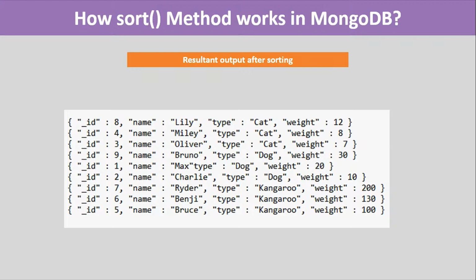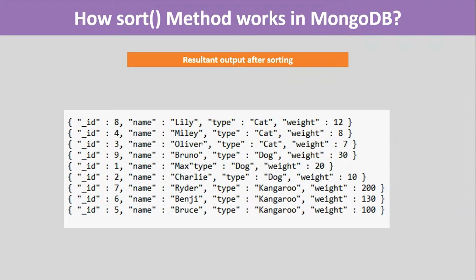So basically, it will arrange those in ascending order, since we have C, which comes first in the alphabetical order, then we have dog, next we have kangaroo. Now, since we have the same record of cat that is repeating, it will check weight. Since we have given weight as -1, that is descending order, we have the record of Lily, whose weight is 12, at the first place. Next, the details of Millie, whose weight is 8. And finally, we have Oliver, whose weight is 7.